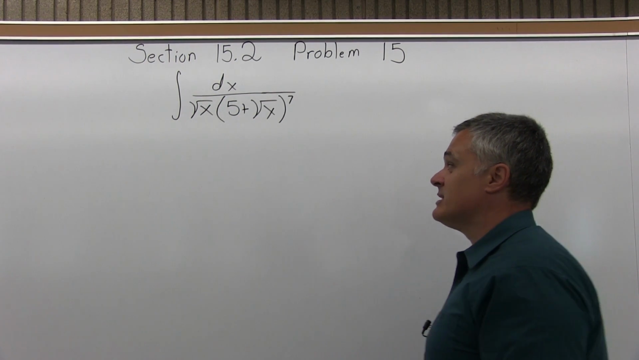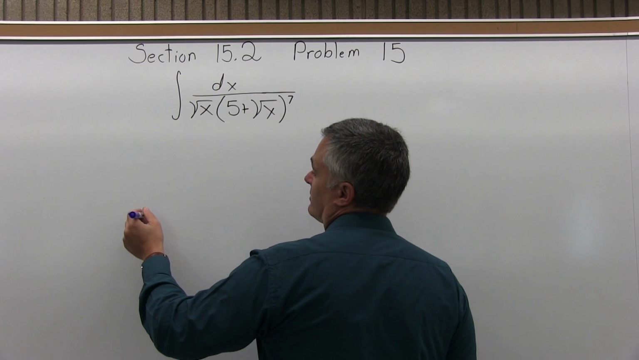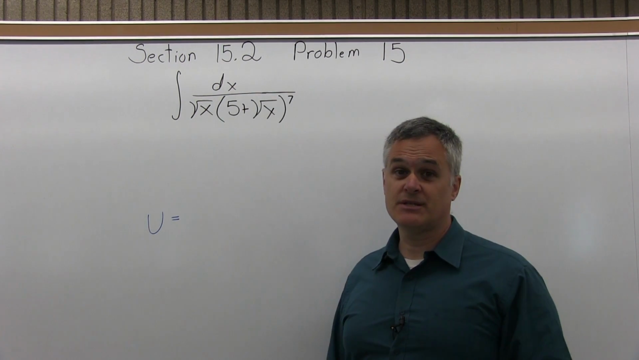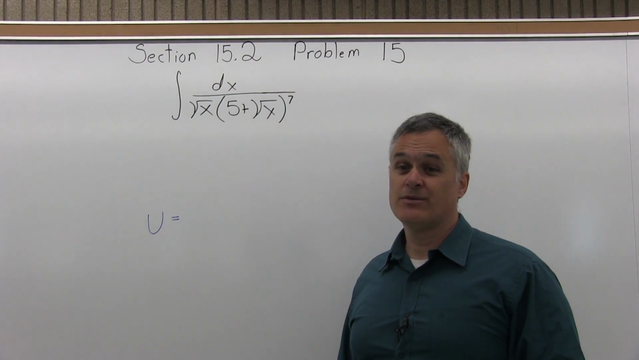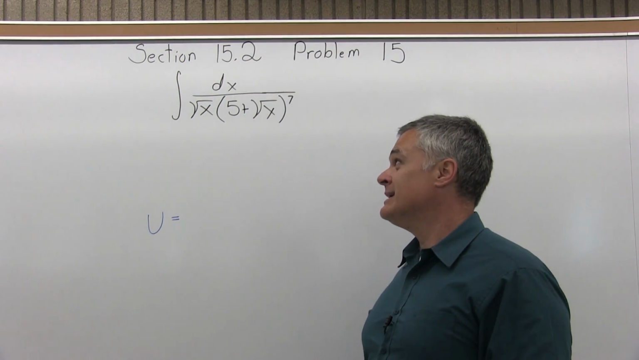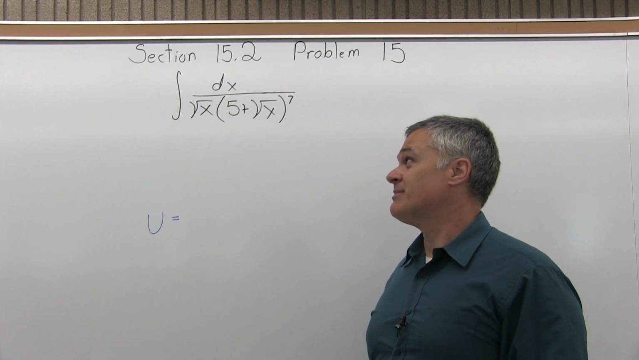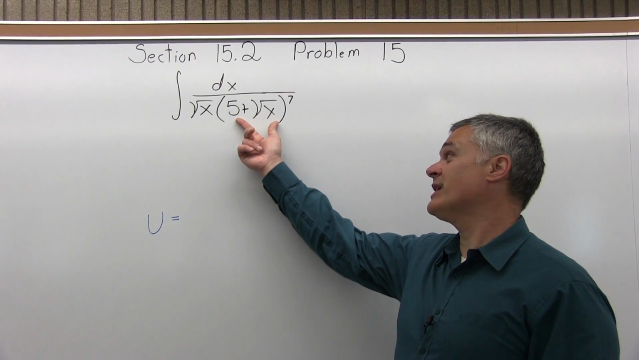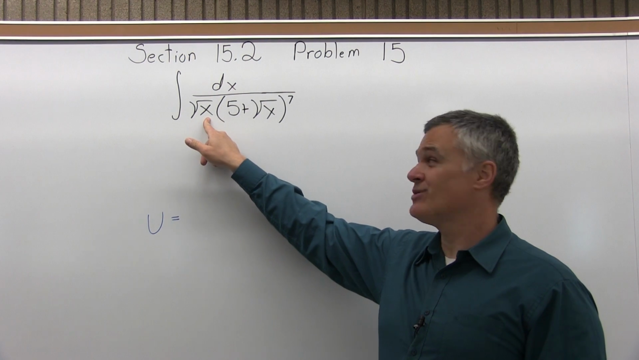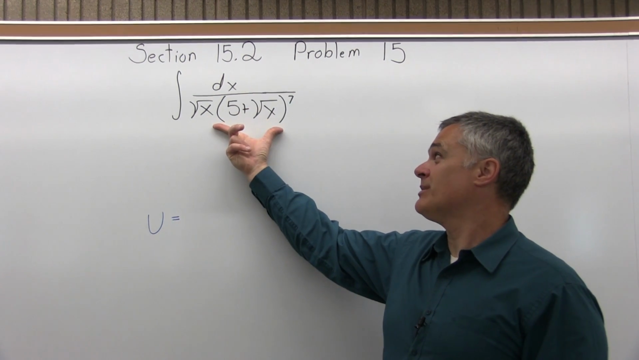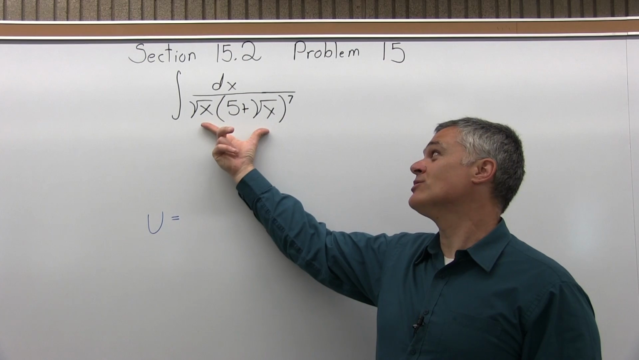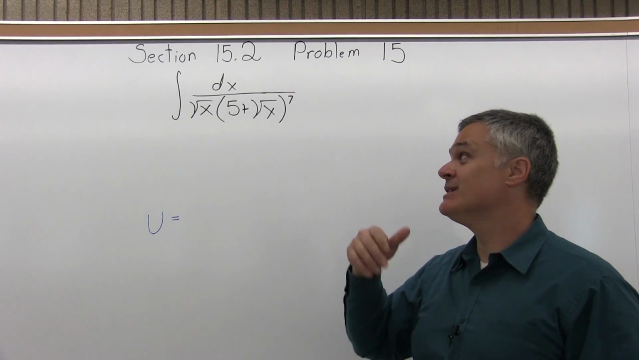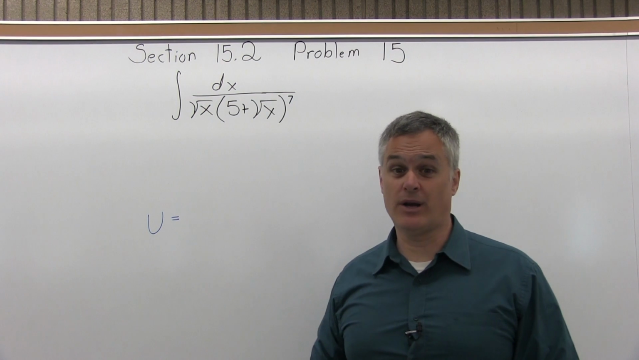So to start the process off, I have to choose a value for u. Now u could be stuff in the parentheses, stuff in the denominator, stuff under the root, or power of e. They're almost all there except power of e. I do have parentheses, so the u could be 5 plus square root of x. I do have a root, so the u could be x. I do have a denominator, so the u could be the entire denominator, square root of x times the parentheses to the 7th power.